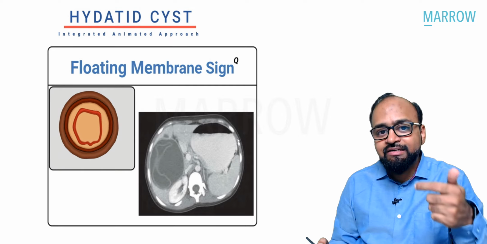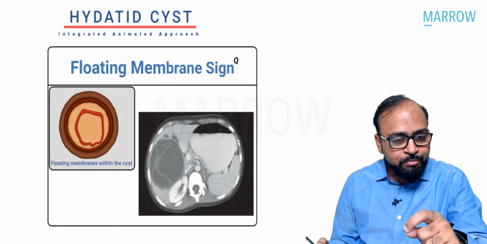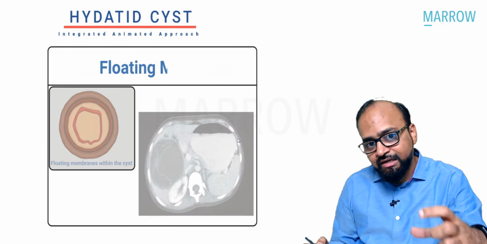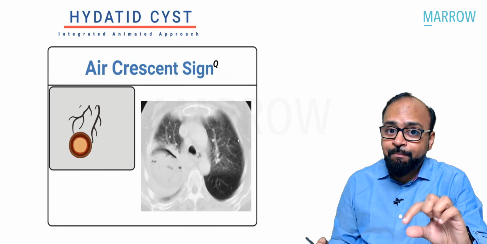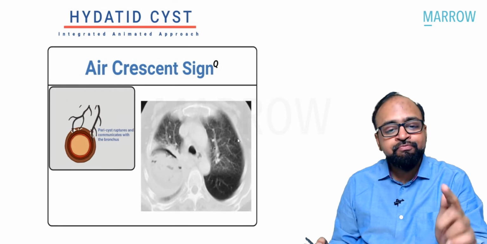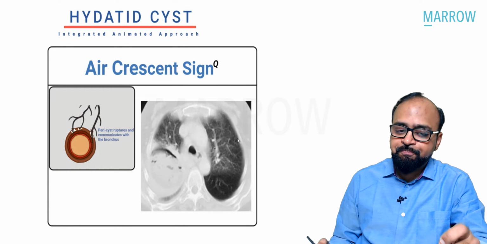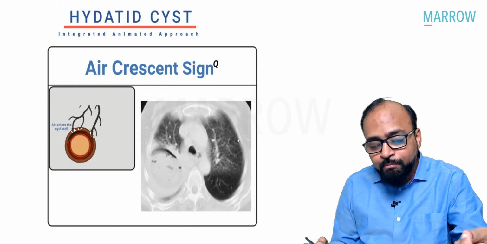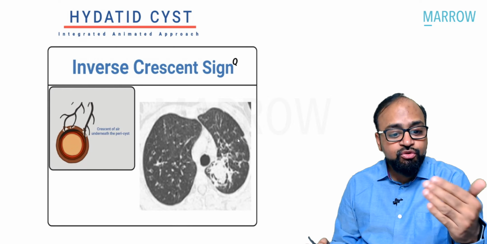Now, if a hydatid cyst happens within the lung, what is going to happen? Air is going to come into the picture, right? As the cyst enlarges, air is going to enter into the wall of the cyst. Can you see that black crescent on top of the cyst? This is what is called the air crescent sign of hydatid cyst. Because this is trapped air, this can also happen not only on the top but also in the dependent part of the cyst. This creates an appearance which is called the inverse crescent sign.